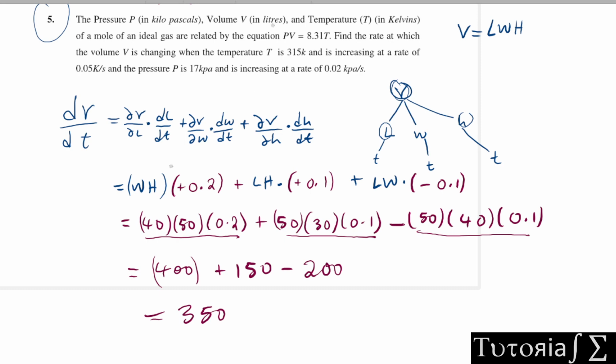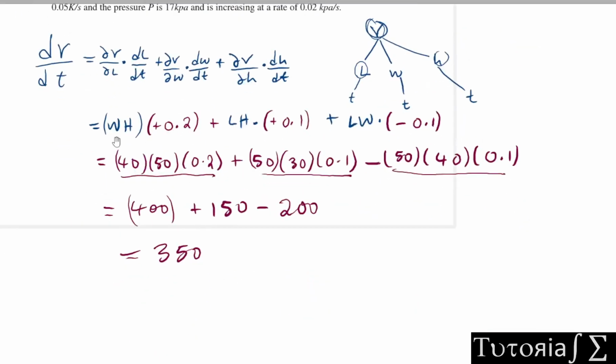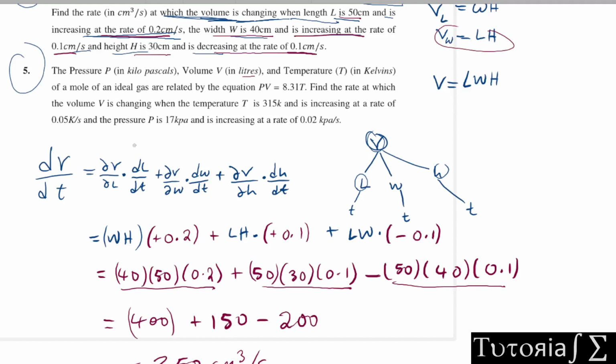So 350, what units are we using? So that is liters. Or is it this one? No, it's not this one. So we're using centimeters. So that will be centimeters cubed per second. Okay, so that will be the value of the change in volume with respect to time. Yeah, so that is the rate of the volume.